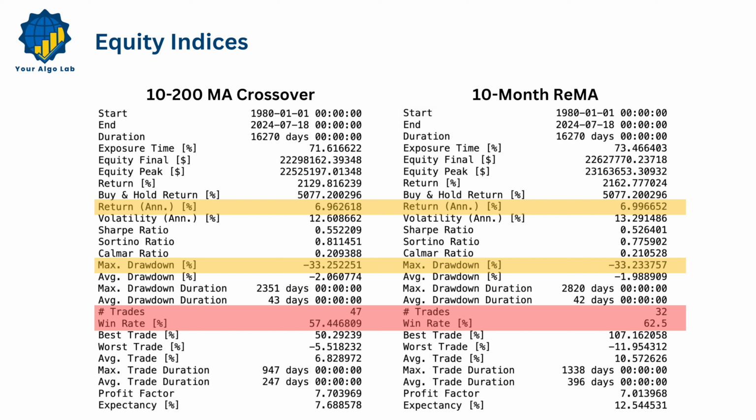In the next episode, we'll conduct a simple grid search to explore whether we can further enhance our 10-200 moving average crossover strategy.